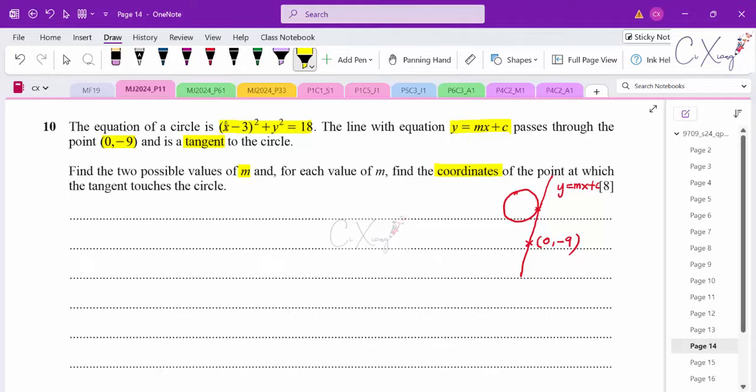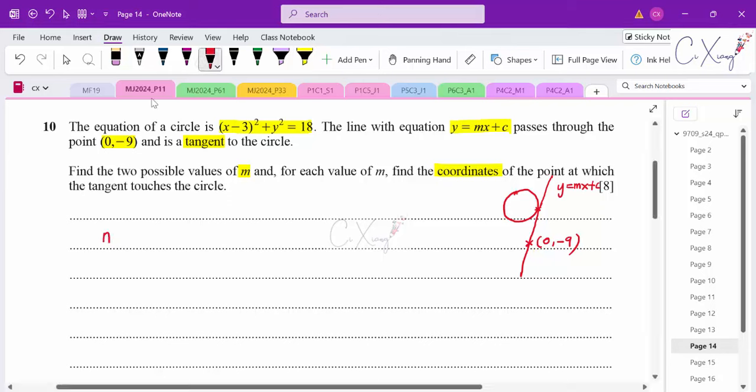So first step, since we already get the point 0 and negative 9, that means 0 and negative 9 pass through the line equation. So what I can do now is I can substitute the point into the linear equation so that I get the value of c first. Okay, so y equals to mx plus c will become negative 9 equals to 0 plus c. And therefore your c is equals to negative 9. That means your linear equation here is y equals to mx minus 9.